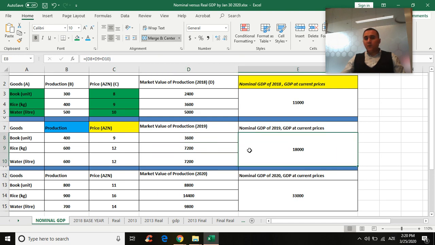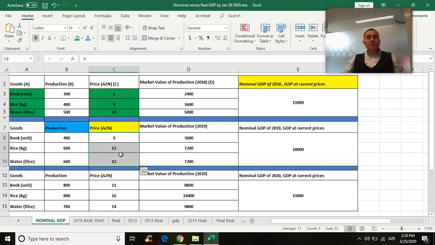Once we add all of them up, as you can come here and click on this cell and see the formula, we see the nominal GDP for each year, which is calculated by considering the current prices.